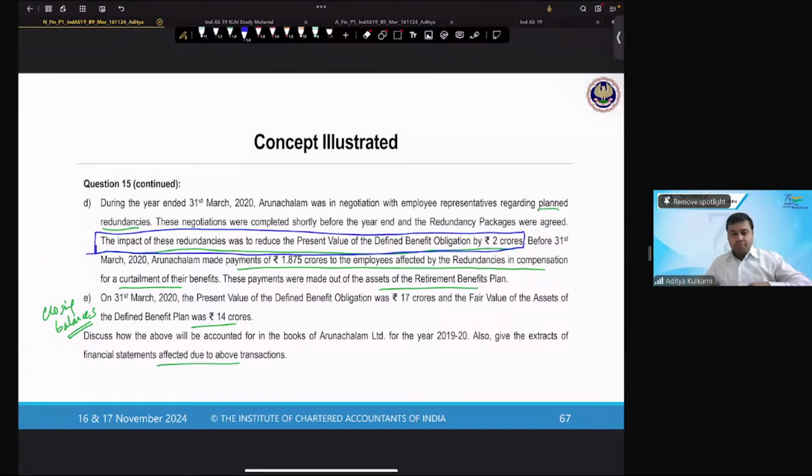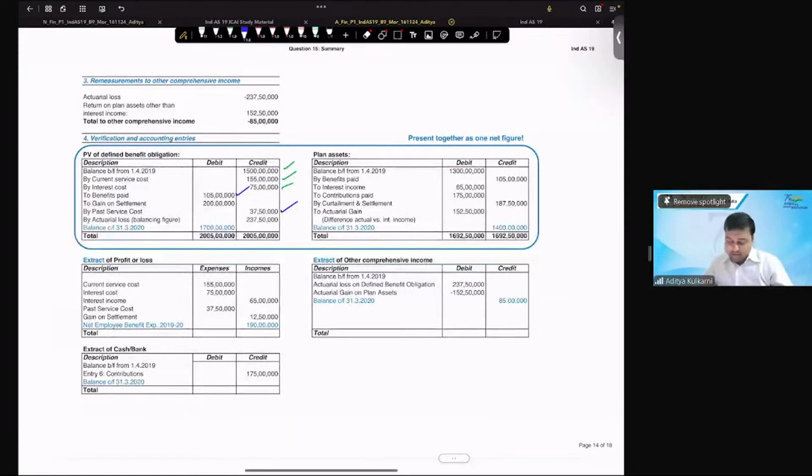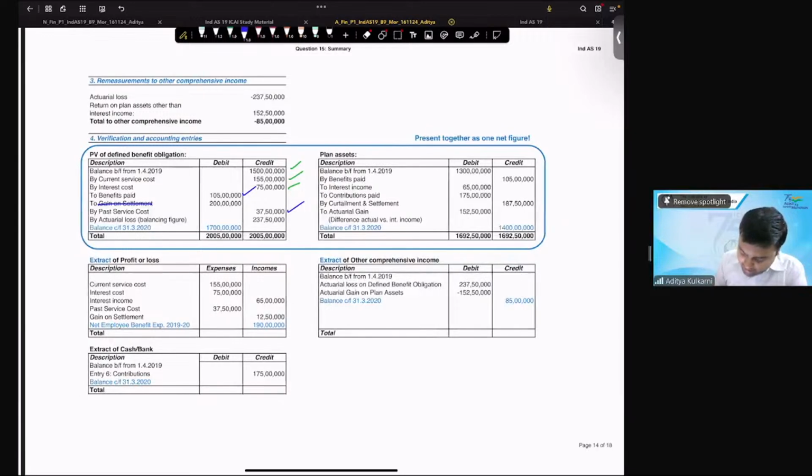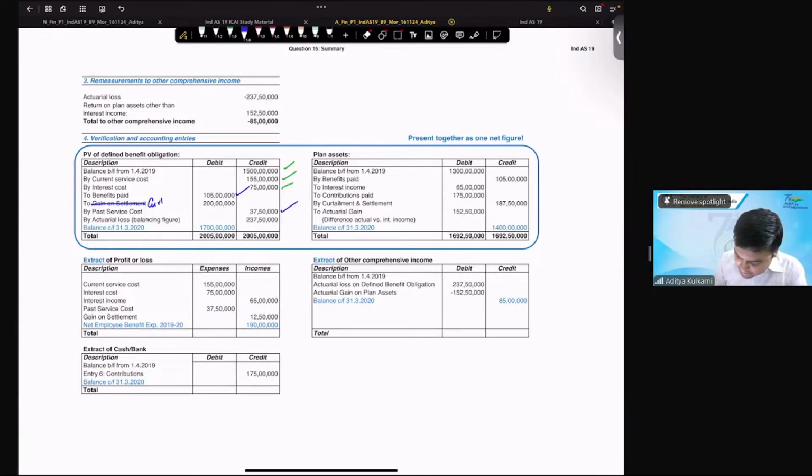Yes, sir. So therefore, what will happen? My past service cost, sorry, not past service cost, इसको चेंज करना पड़ेगा वर्डिंग्स. गेन ऑन सेटलमेंट नहीं है. This will be curtailment and settlement. Are you okay? Curtailment.